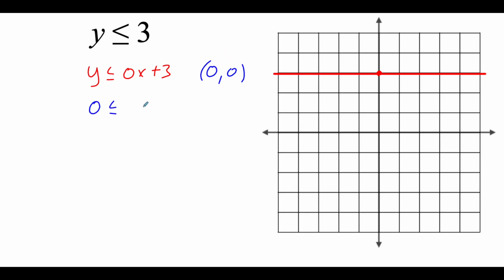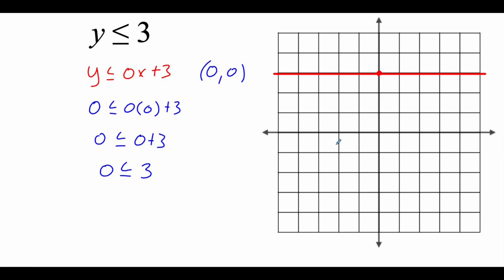So 0 is less than or equal to 0 times 0 plus 3. Well, 0 times 0 is 0, so we get 0 is less than or equal to 0 plus 3, and 0 plus 3 is just 3. So 0 is less than or equal to 3. And we're trying to decide, is this true or not? Is 0 less than 3? And the answer is yes, 0 is less than 3.